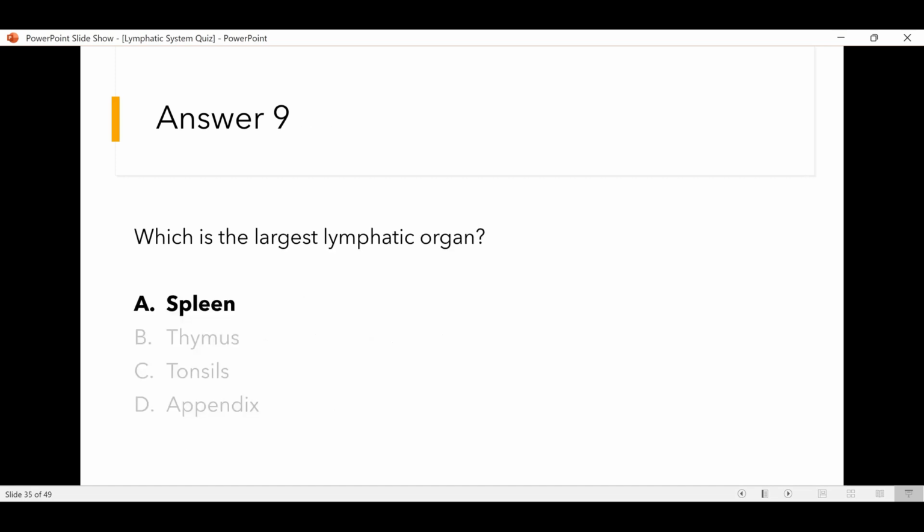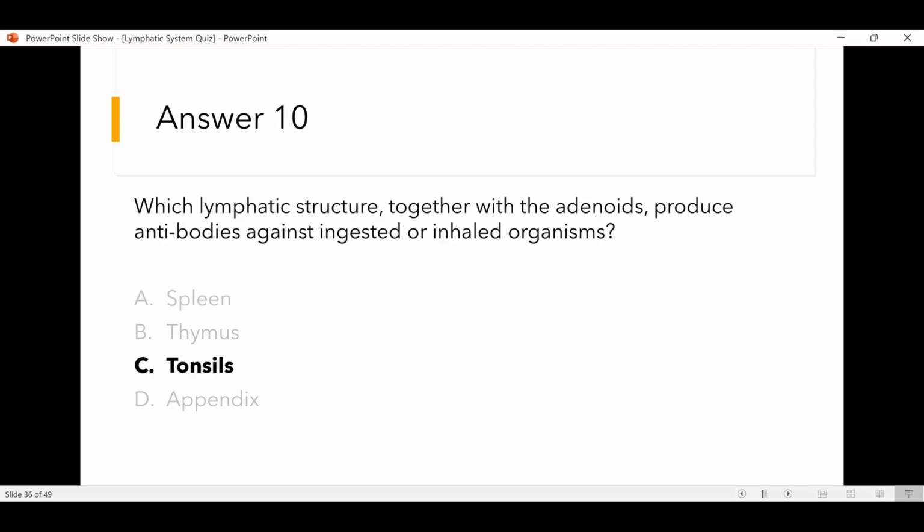What's the largest lymphatic organ? It's the spleen. Which lymphatic structure, together with the adenoids, produces antibodies against ingested or inhaled organisms? So that's things that you eat or things that you breathe in, and that's the tonsils. The tonsils work with the adenoids to get anything that goes down the throat, any toxins.